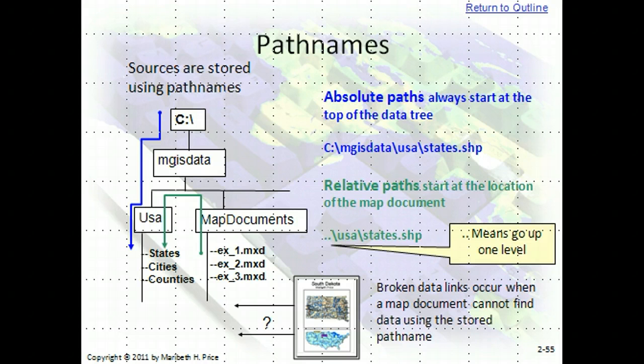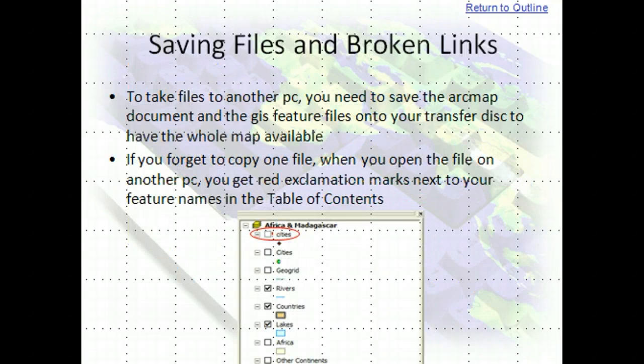When a map document is opened, it searches for the states starting at the C drive down through C, GIS Data, USA, State Shapefile in order to locate and draw the states in the map. If you are working on a computer and save your map files to a stick or an external hard drive, you will be breaking the links for where your files have been saved.